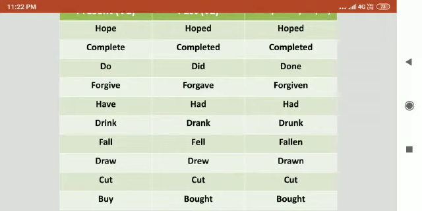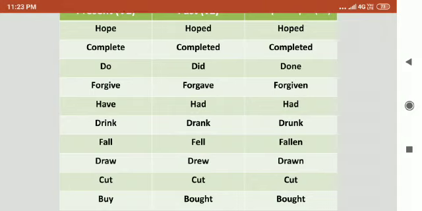Hope, hoped, hoped. Like I've said before, in past participle it usually ends in ed, and even in past tense we usually add ed. Complete, completed, completed. Do, did, done. Forgive, forgave, forgiven. Have, had, had. Drink, drank, drunk. Fall, fell, fallen. Draw, drew, drawn.